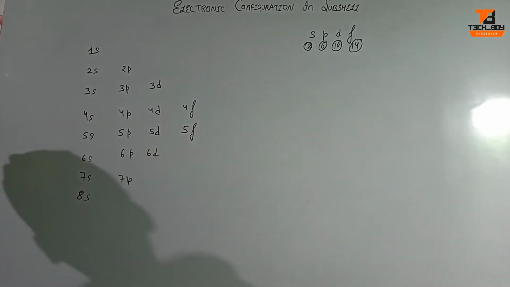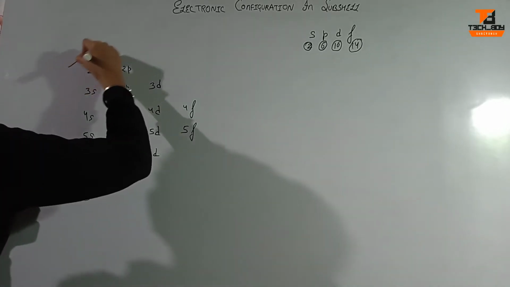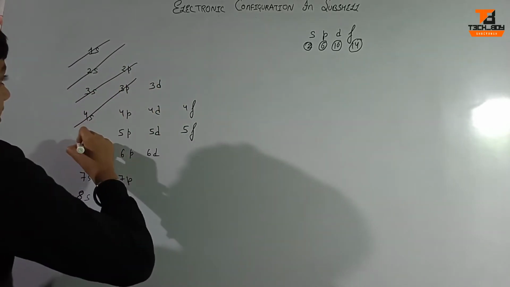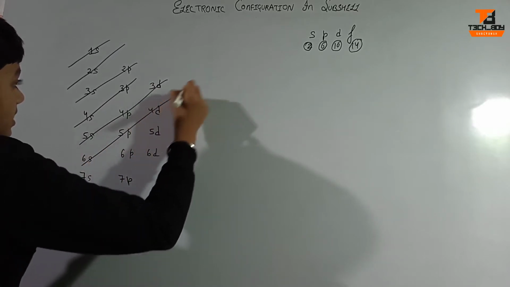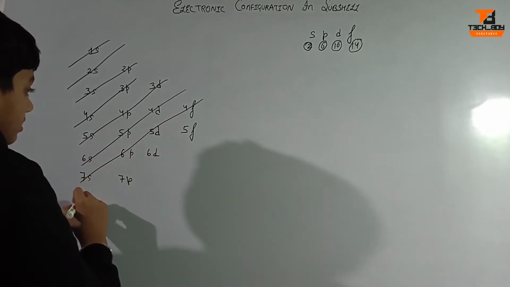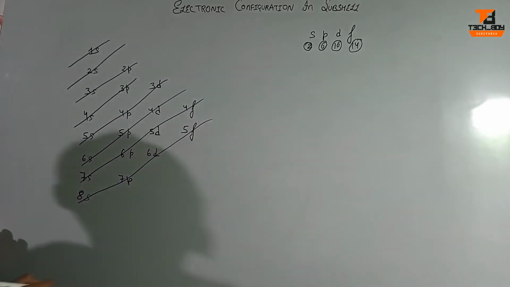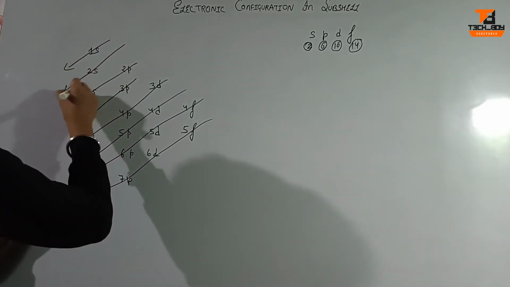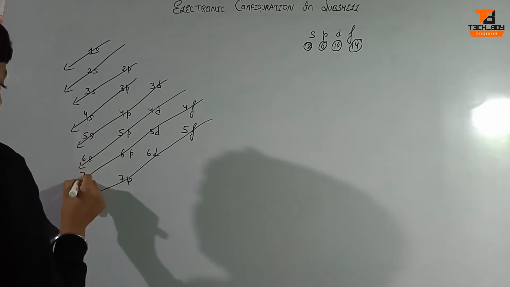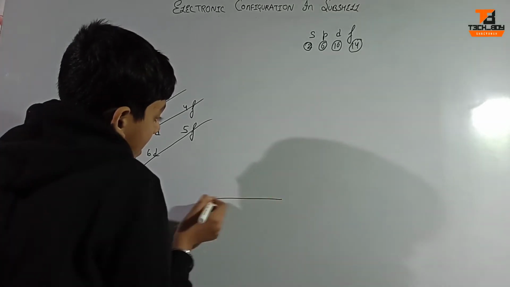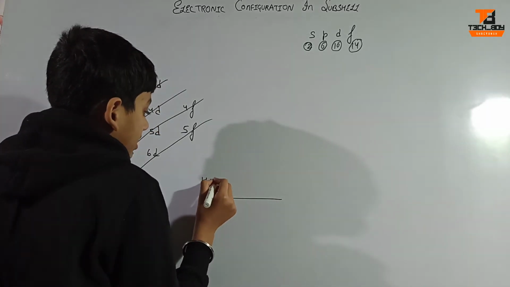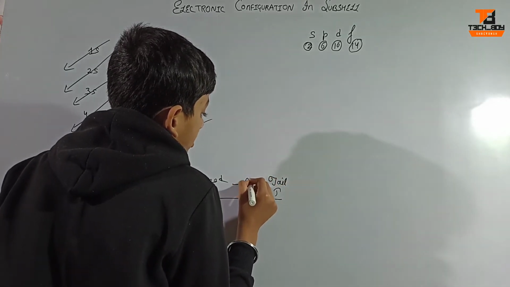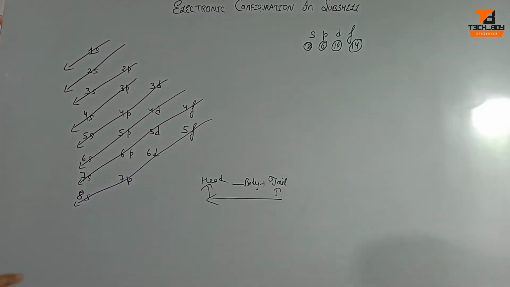Now we draw parallel lines cutting through all the ones, the lines should be parallel. This is what the figure will become, and these are arrows. In an arrow, here is its head, here is its tail, and this is its body.